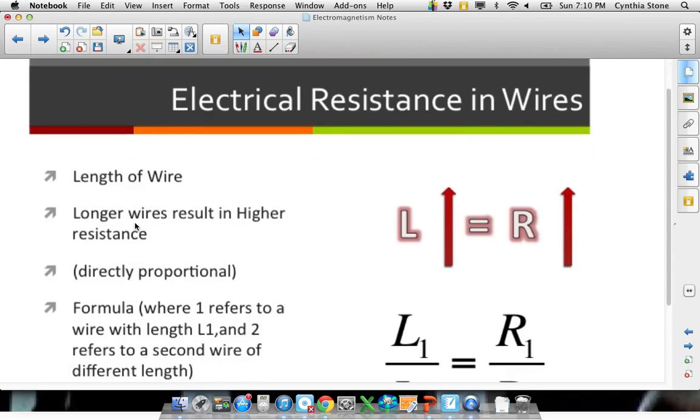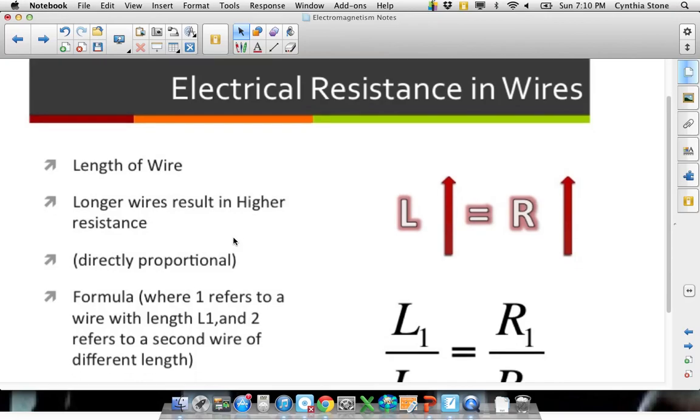When you're looking at a wire itself, there are certain things in the wire that can cause more or less electrical resistance. For example, the length of the wire. The higher the length, the more resistance, which I hope makes sense. It's the idea that you've got more friction, so to speak, between the surfaces of the wire. So the term we use is directly proportional. If the length goes up, the resistance goes up. We call that directly proportional.